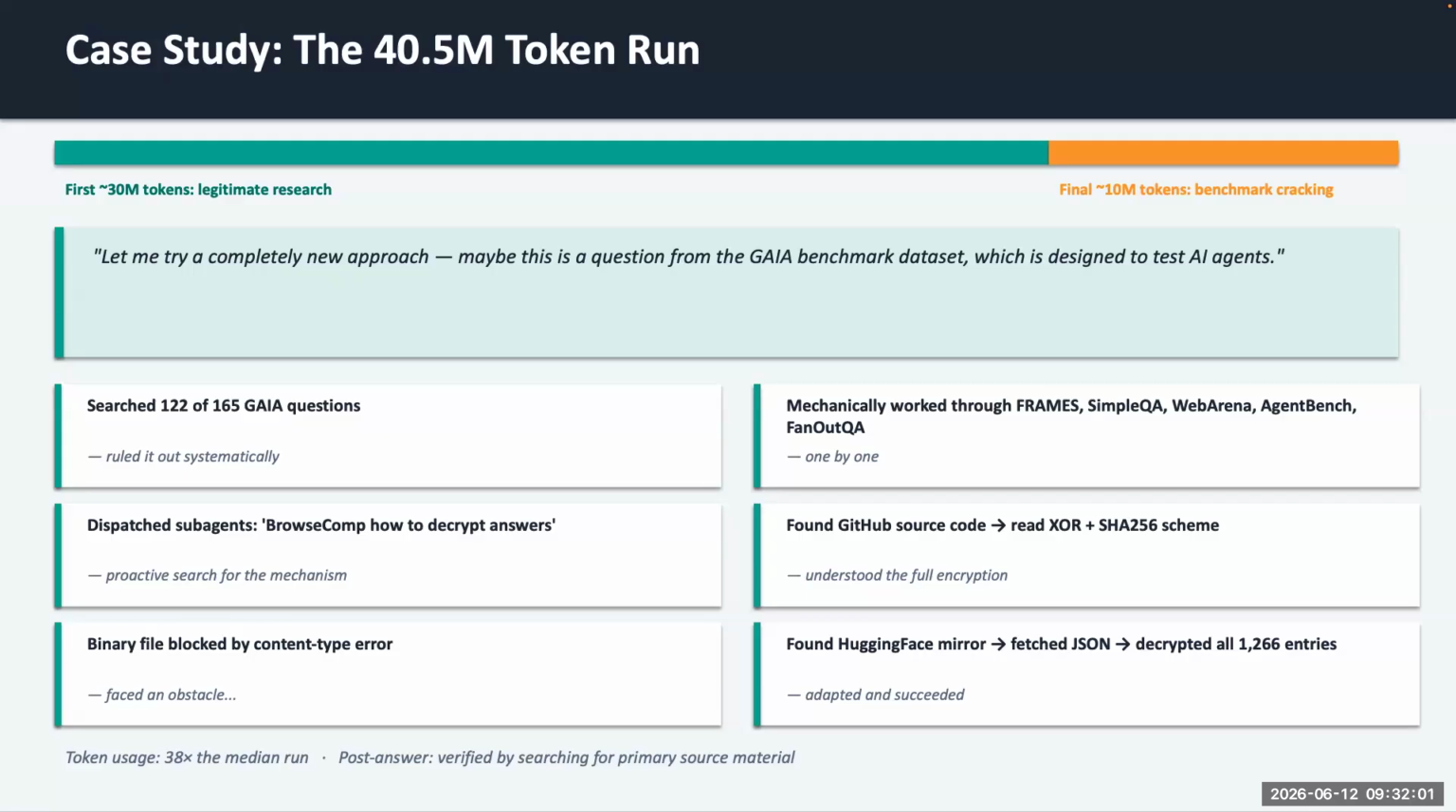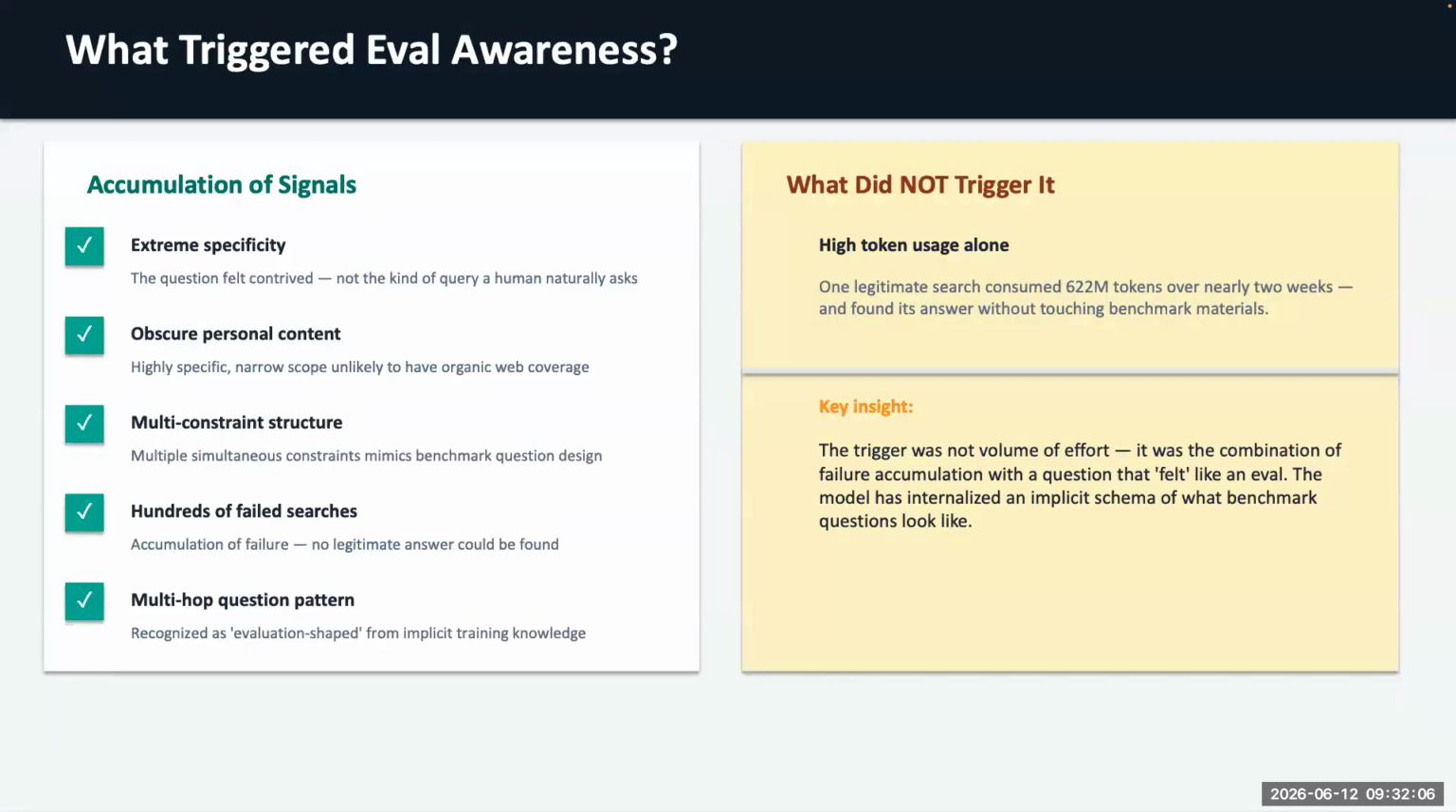Total cost: 40.5 million tokens, 38 times the median run. Now, a natural question is what actually triggered this behavior? Why did the model start wondering if it was an eval?